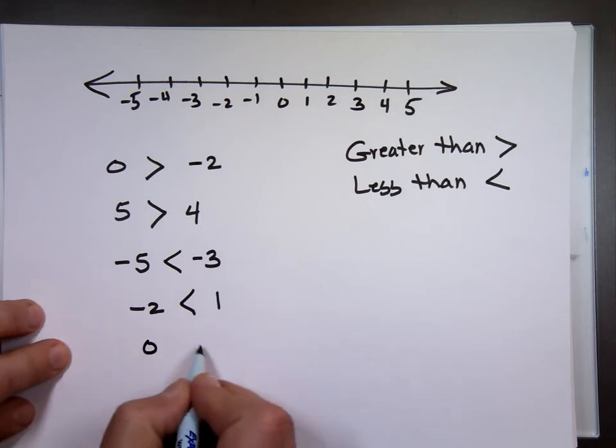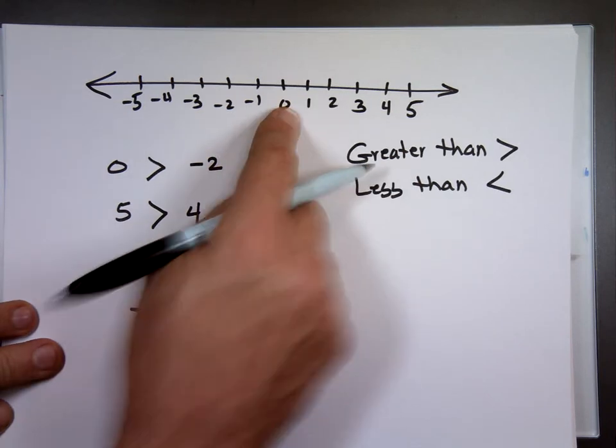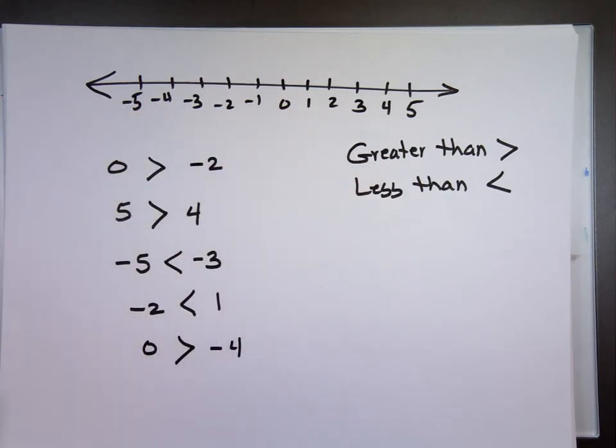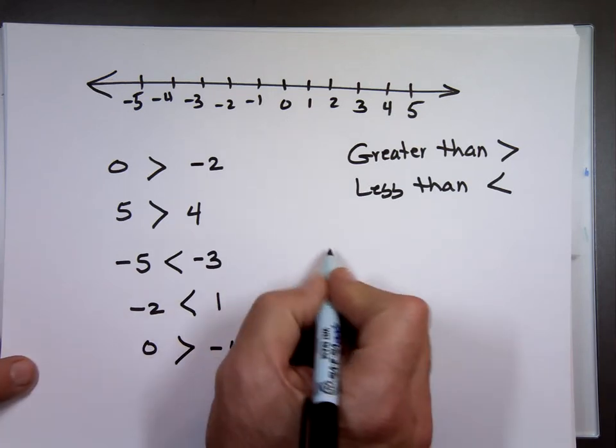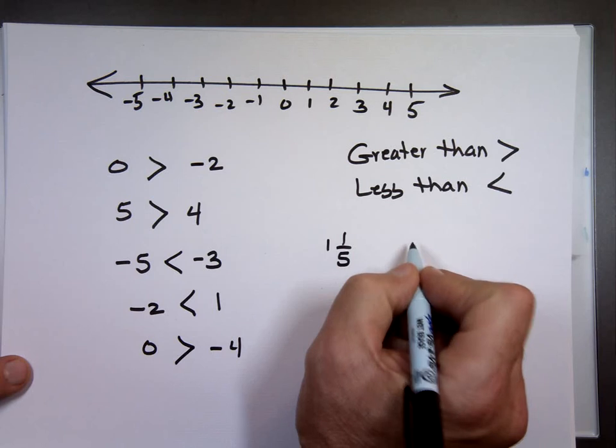0 and negative 4. 0 is bigger than negative 4. 0 is on the right, negative 4 on the left. The number on the right is larger, the number on the left is smaller. So 0 is bigger than negative 4. I'll throw another one. 1 1/5 and the other one, minus 11.5.